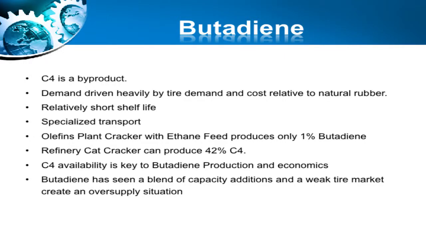Butadiene is the other key component. Butadiene is also known as C4, and basically it's a byproduct. You get this when you go the olefin route, and you get this by going with the refinery cat cracker. Now, you don't get as much from the light feeds as you do from the refinery cat cracker, which is one of the reasons why we watch the refinery rates, because it will have a bigger impact.